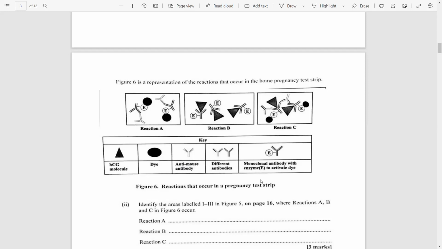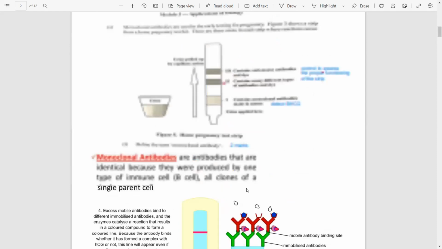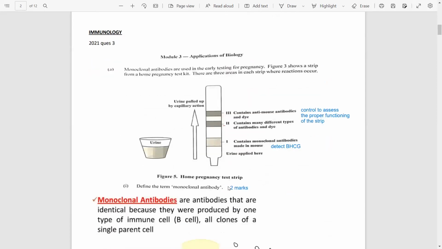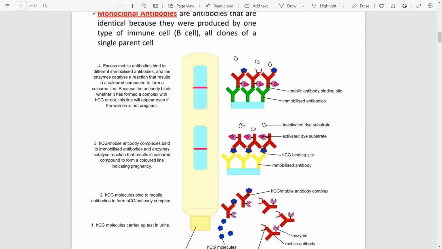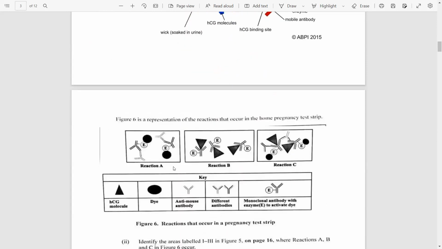So this was the one I kind of showed you as the illustration. They're asking us where on this strip reaction A is taking place. Is it at number 3, 2, or 1? I want you to look back at the example. Then look back at reaction A and tell me where I should say that reaction A is taking place.